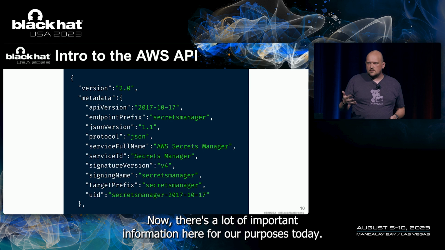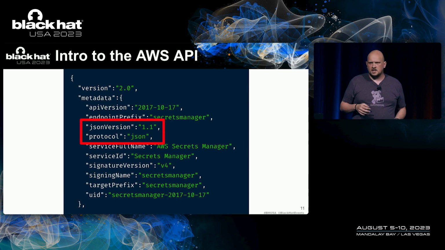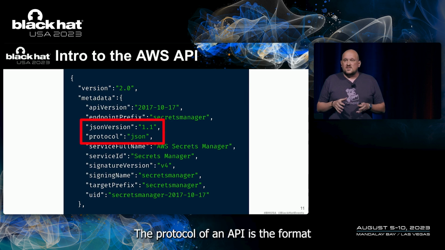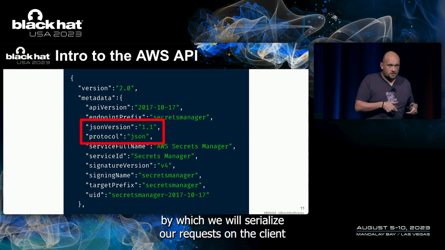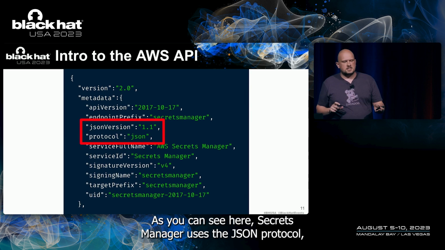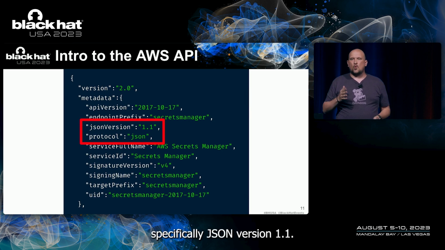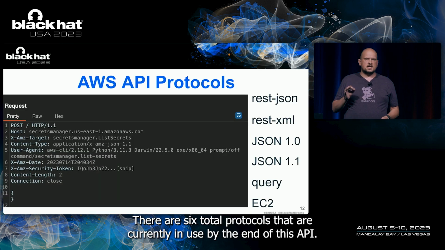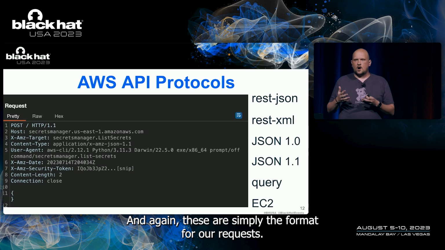Now, there's a lot of important information here. For our purposes today, by far the most important part is something called the protocol. The protocol of an AWS API is the format by which we will serialize our requests on the client so that they can be properly deserialized on the server. As you can see here, Secrets Manager uses the JSON protocol, specifically JSON version 1.1. There are 6 total protocols that are currently in use by the AWS API. And again, these are simply the format for our requests.